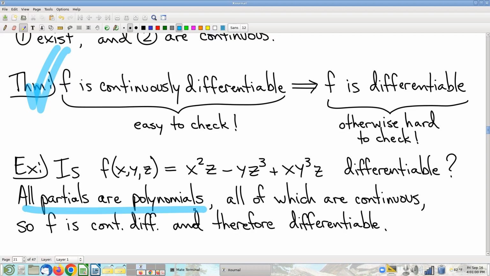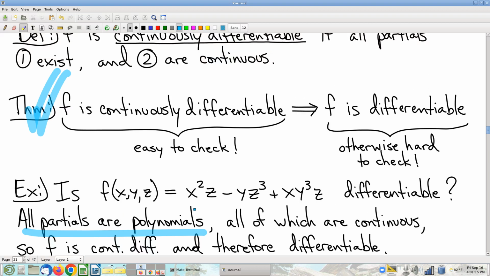You can take all those partials. By the way, you don't even have to write them down. It's perfectly clear, casual inspection, that this is a polynomial, and all of its partials are also polynomials. So this is almost effortless. All of those polynomials, those being the partials, they exist everywhere. No polynomial is undefined anywhere. And furthermore, they're continuous. All polynomials are continuous everywhere, right?